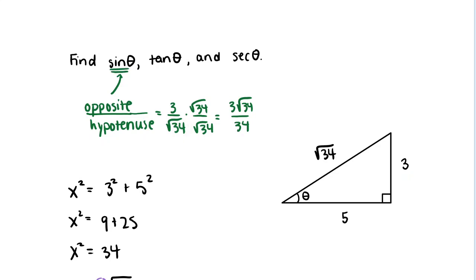What about tangent of theta? So tangent of theta, we said, well, that's the ratio of the opposite side to our angle divided by the adjacent side. And so in this case, we could have already computed this without determining that hypotenuse. We would take the ratio 3 over 5.